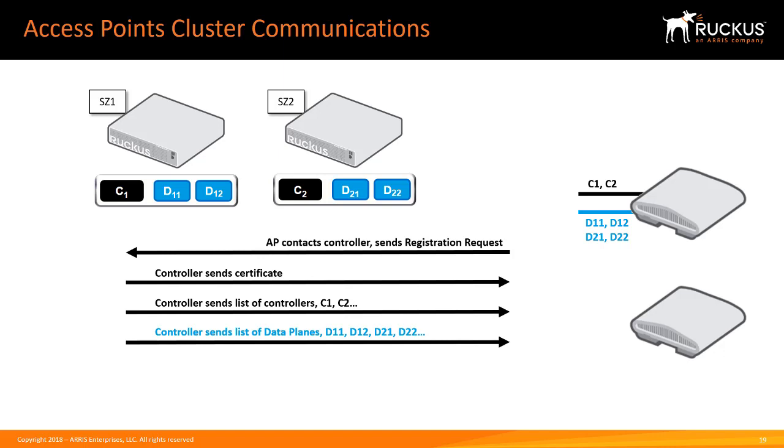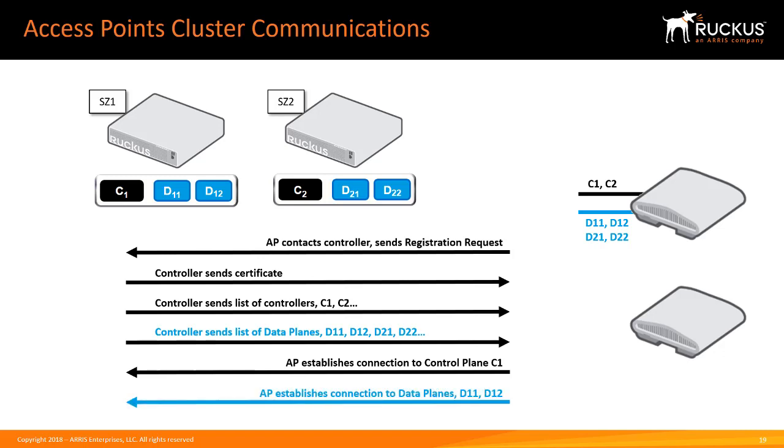The access point now establishes connection to SmartZone 1 using the first control plane address. And finally the access point establishes a connection to the data plane, again using the first address on the list. Now when a second access point joins the cluster, the controller returns the control plane and data plane addresses in a different order. The second access point connects to SmartZone 2, and by changing the order of the addresses that are presented to the access point, the cluster load balances the new access points across all cluster nodes.